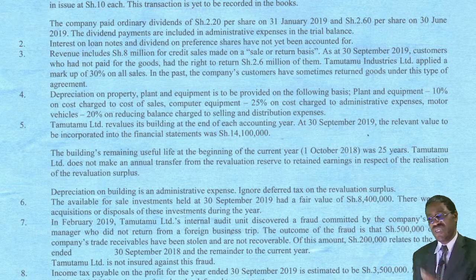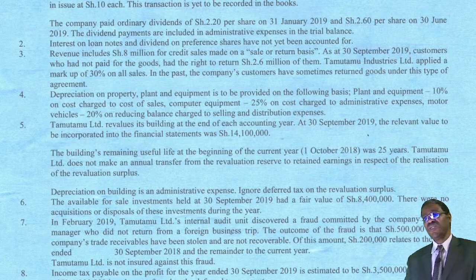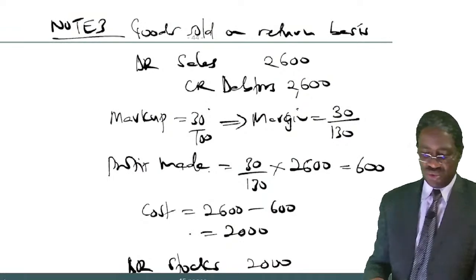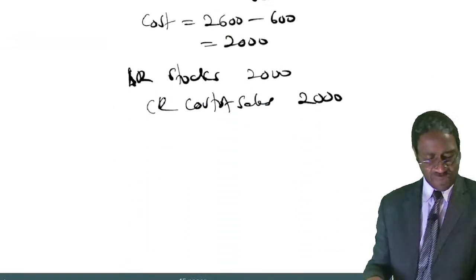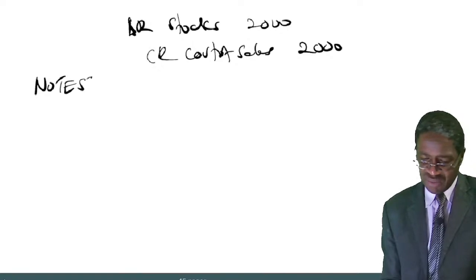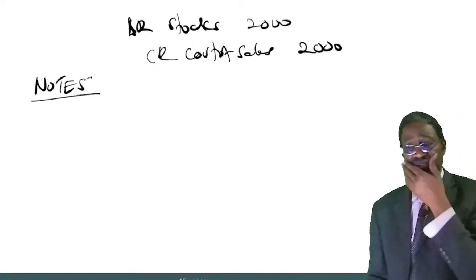But let me explain. There are several things there the examiner wants you to do. That's note number 5. We want to discuss note number 5 now. Let me explain it first.